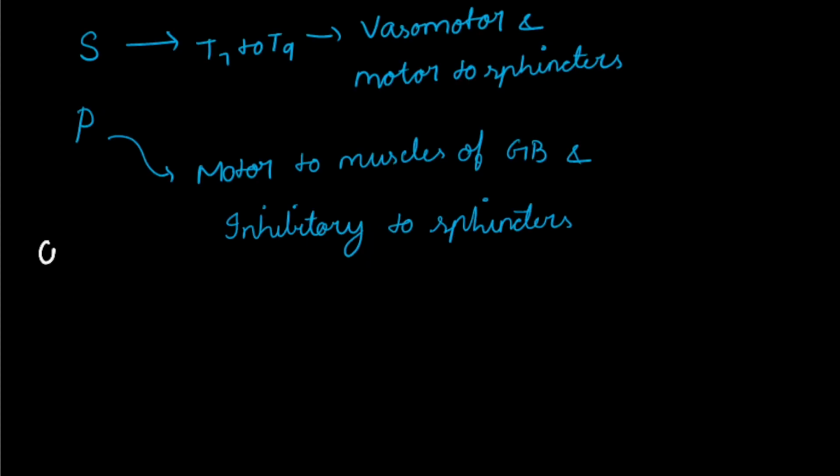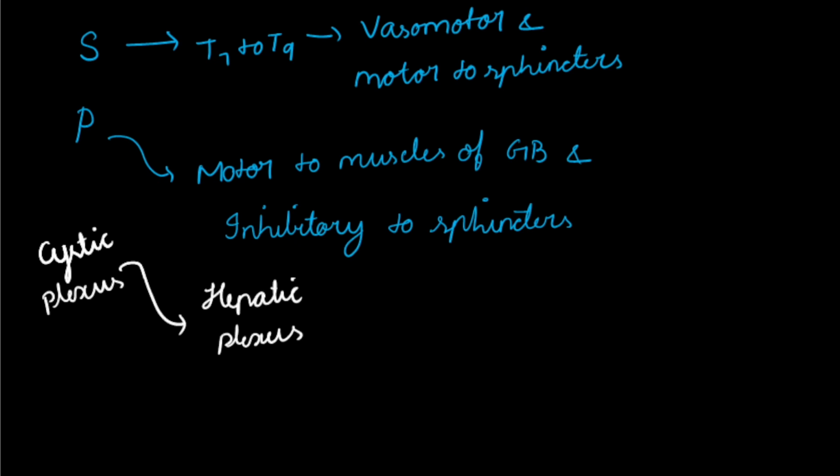And these nerve fibers are mainly derived from the cystic plexus of nerves, which receives nerves from the hepatic plexus, and this hepatic plexus receives fibers from the celiac plexus, right and left vagi and right phrenic plexus.